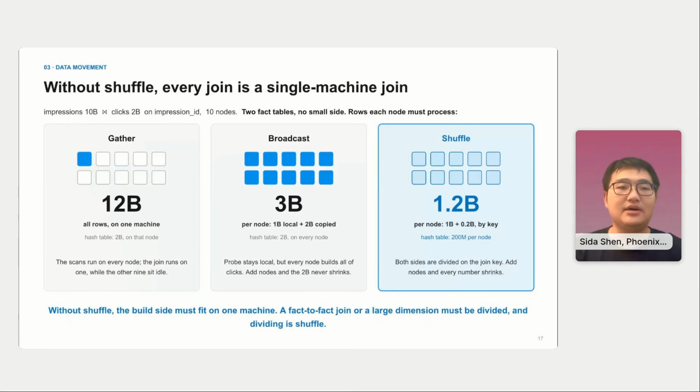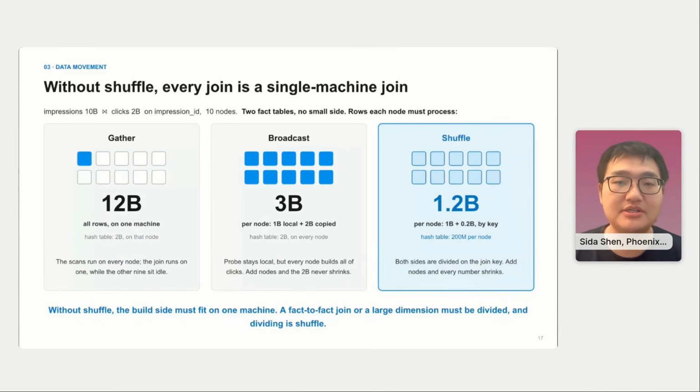Let's look at the shuffle problem first. Let's say we have a big fact table, an impressions table, that has 10 billion rows of data, and then we have another fact table that has 2 billion rows of data. It's called clicks. This is where having no shuffle is going to fail 100%. Without shuffle, you're left with two options. First is gather, and second is broadcast.